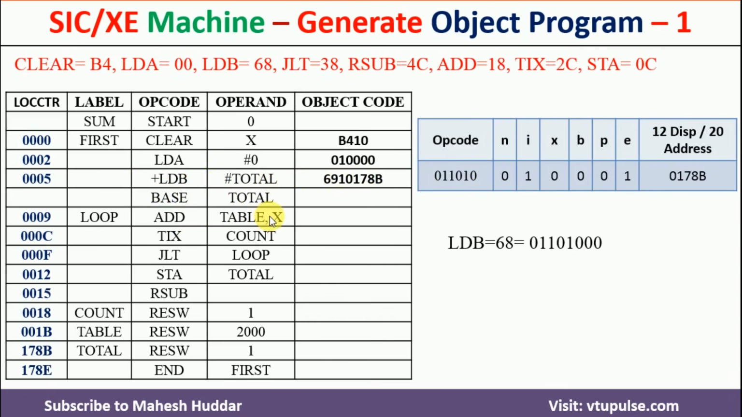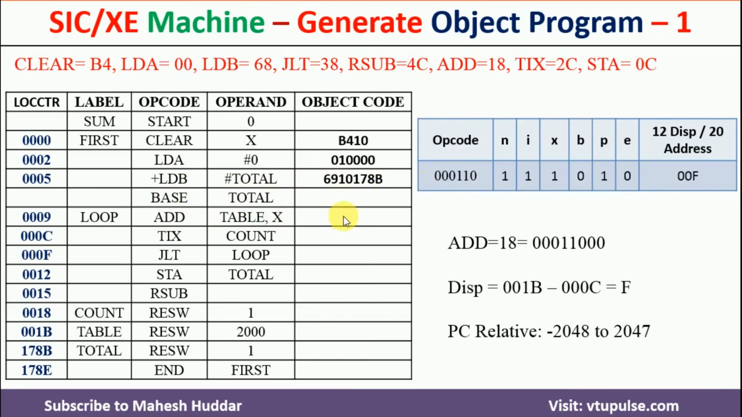We will come to this one, that is ADD TABLE comma X. Now the very first thing we need to see here is ADD's mnemonic code, which is 18. The representation is written here. These are the most significant 6 bits, and I have written them here. Now if you look at this instruction carefully, we have comma X. Comma X is nothing but indexed addressing mode. So it is neither immediate nor indirect addressing mode, but an indexed addressing mode.